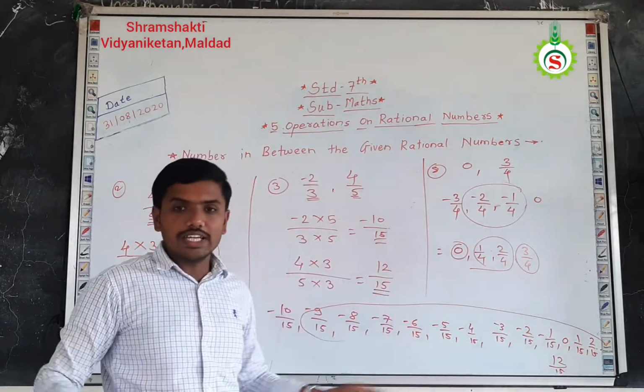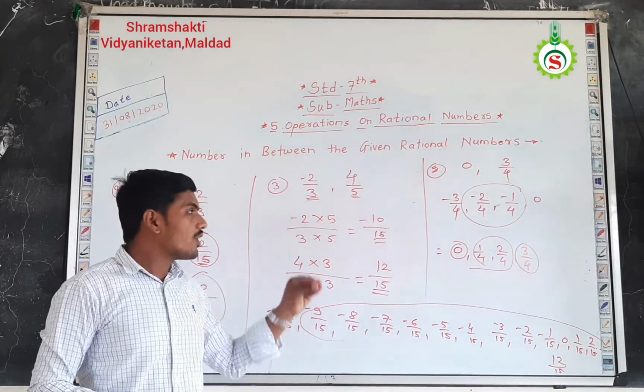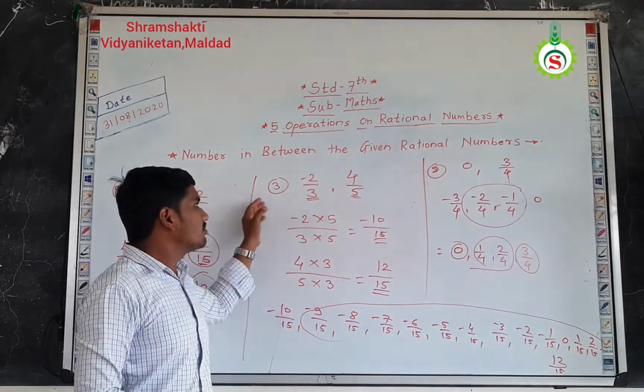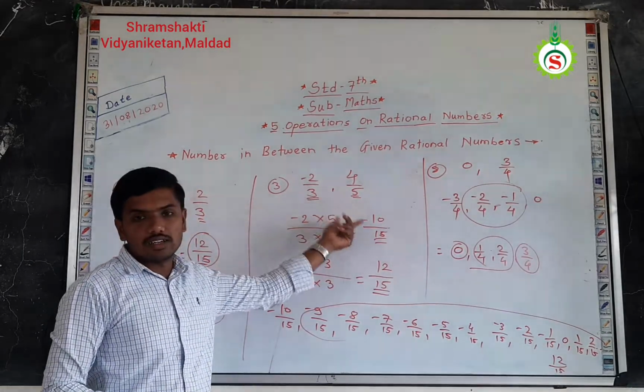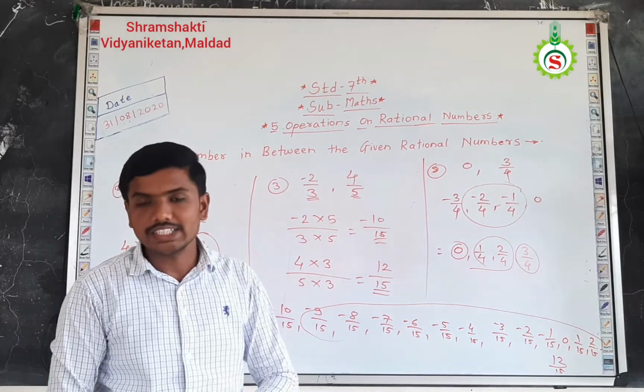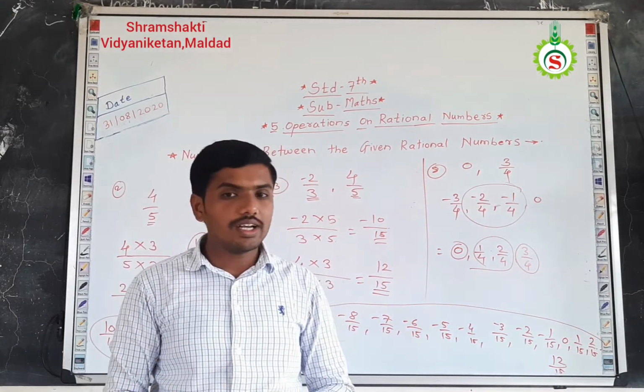So into today's lecture we have learned how to find out the rational number in between the given numbers. So remaining questions from practice set 23, you have to solve it at your home.